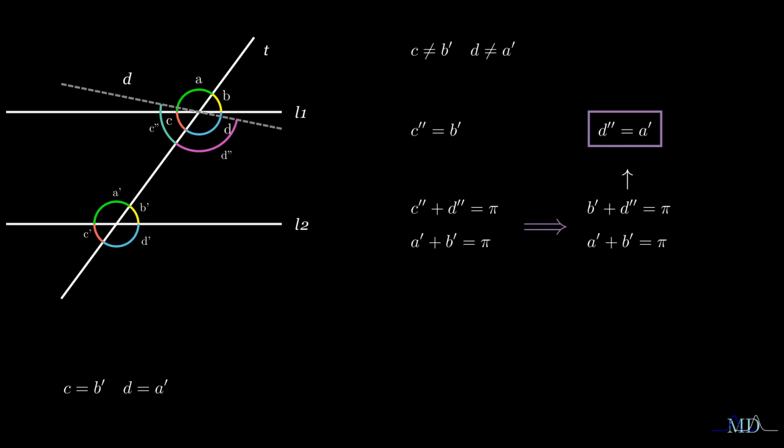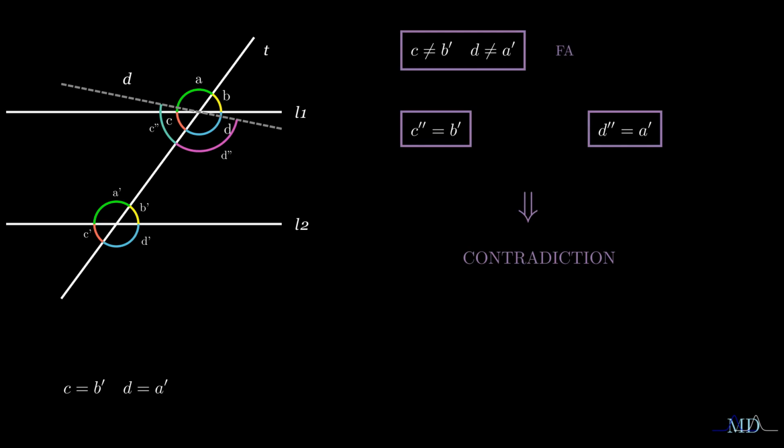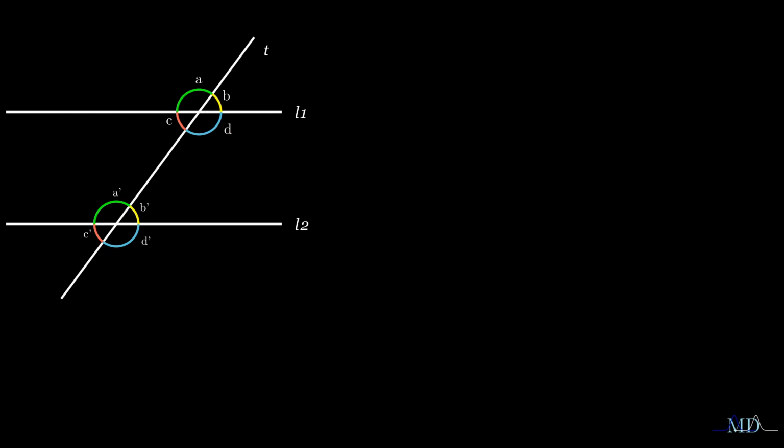Once we have constructed the line D so that the alternate interior angles are congruent, we know that one of the theorems that we have seen in the first video assures us that D and L2 are parallel. And as we have seen in the previous case, this is a contradiction, because the fifth postulate excludes it. So our assumption about the angles must be false. And we have proven that the alternate interior angles formed by two parallel lines cut by a transversal are congruent. I'll leave the proof about alternate exterior angles to you.